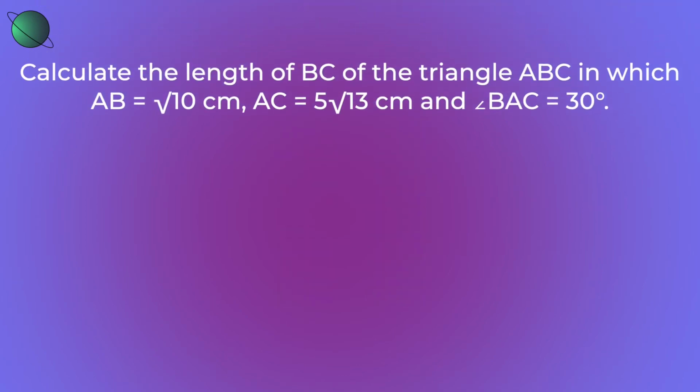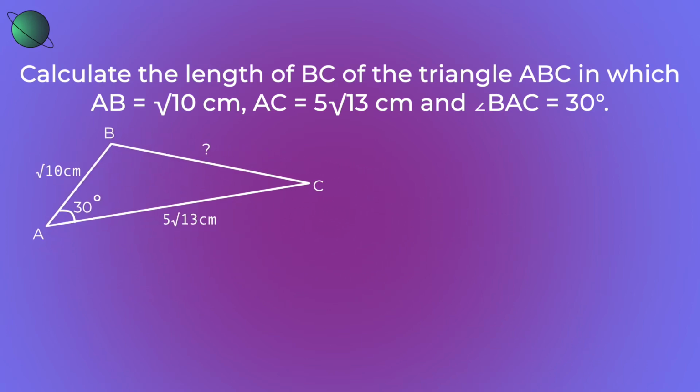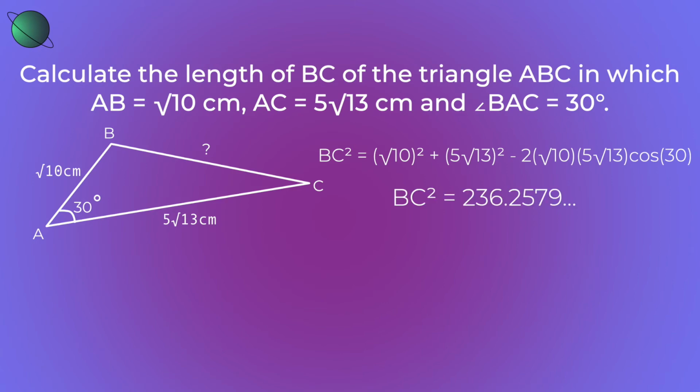To find the length BC of this triangle, AB is root 10, AC is 5 root 13, and angle BAC is 30 degrees. Again, by applying the cosine law of a squared equals b squared plus c squared take 2bc cos A, we would get BC squared equals root 10 squared plus 5 root 13 all squared take 2 times root 10 times 5 root 13 times cos 30. This equals 236.2579, etc. By applying the square root, we then get 15.4, which is rounded to 3 sig figs.